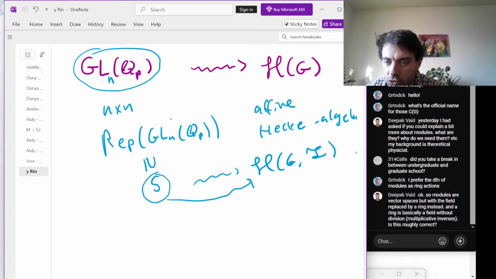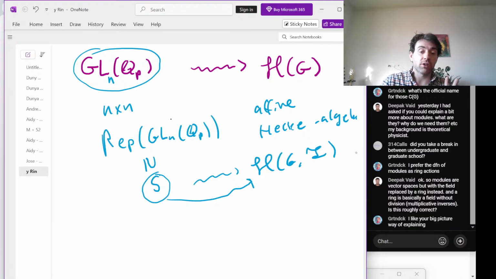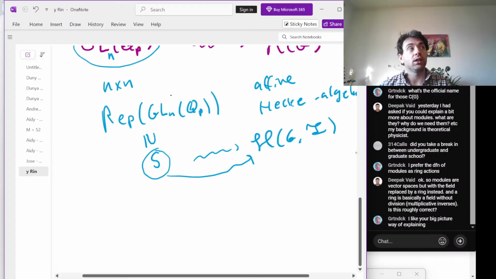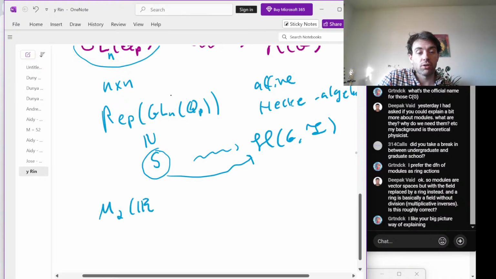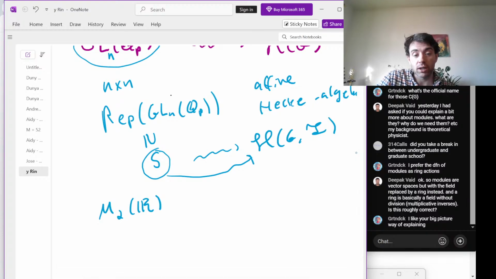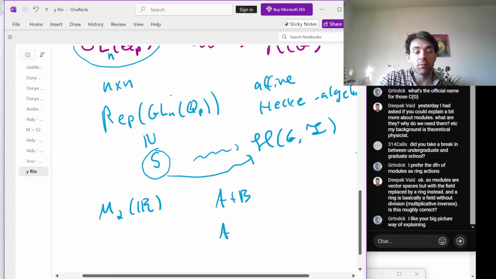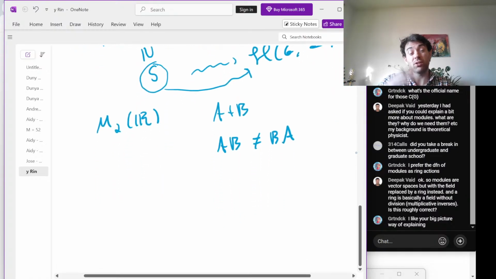So as mentioned in chat, modules are vector spaces with the field replaced by a ring instead. That's totally correct. And a ring is basically a field without division. Yes, that's definitely correct. One other thing too, though, that we often drop for a ring: for fields we normally demand they're commutative, which means multiplication is commutative. For rings we don't. A very practical example is the ring of 2x2 matrices. This is a ring, we can add matrices together and we can multiply matrices, but as you probably know, in general matrix multiplication is not commutative, so A times B is not going to be B times A.